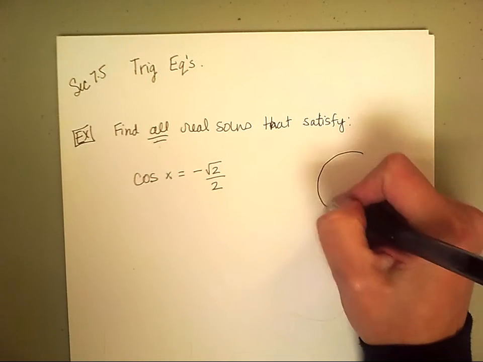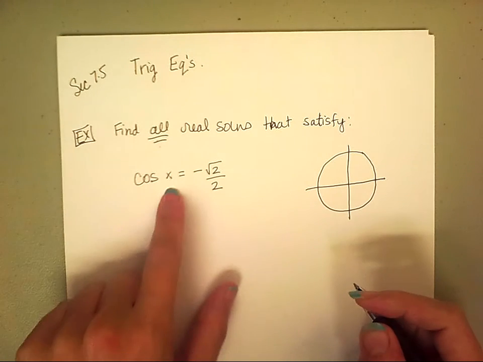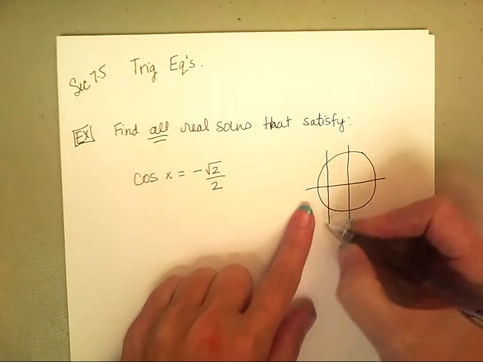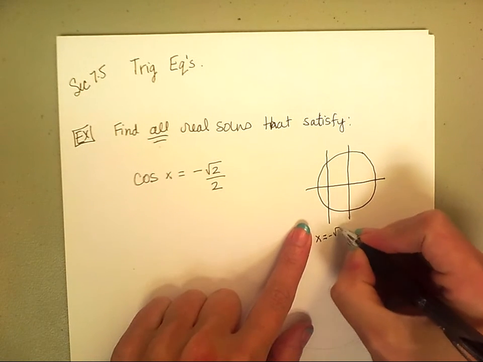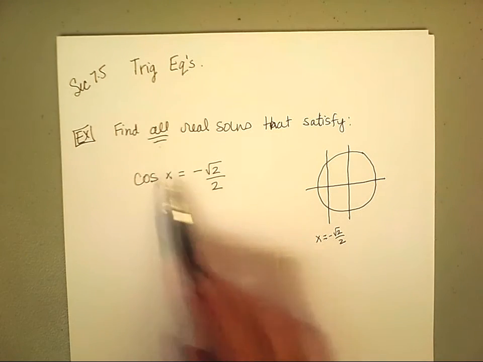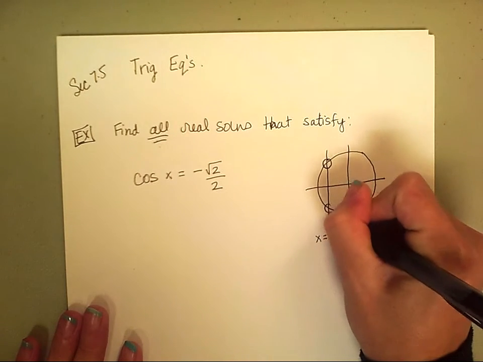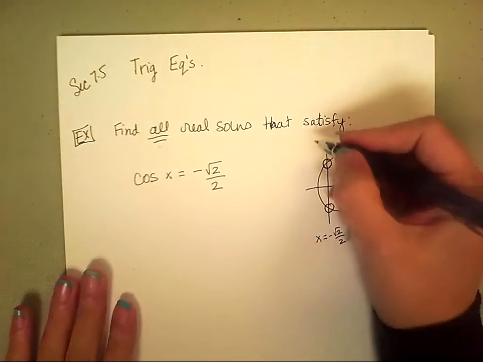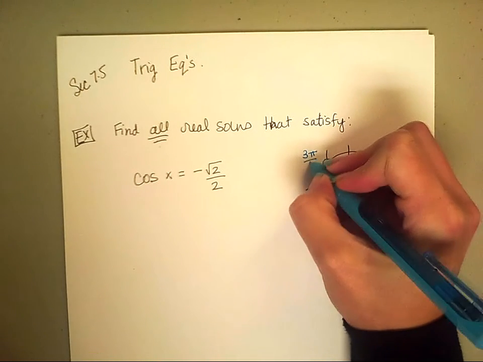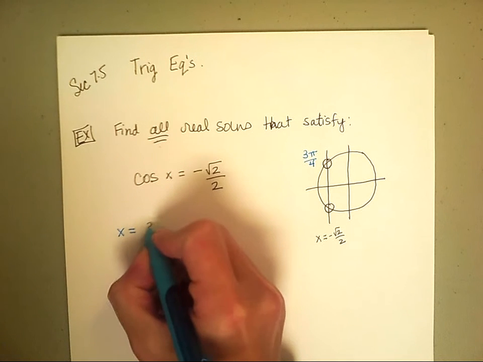Okay, so if we look at our unit circle, remember that the cosine values are the x values. So I'm going to draw a line where negative square root of 2 over 2 would be. This is x is equal to negative square root of 2 over 2. The reason why I'm drawing this is because the cosine represents the x values. Okay, so it intersects our circle at 2 different points. Now we know what these are. There's our first branch, which is 3 pi over 4. So one solution to this equation is where x is equal to 3 pi over 4.